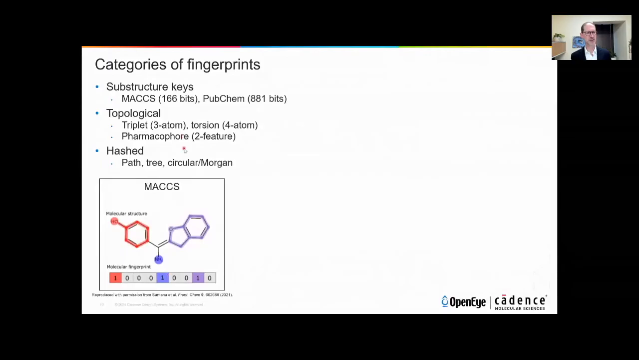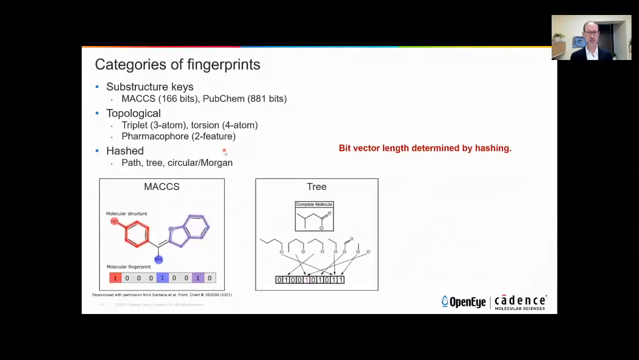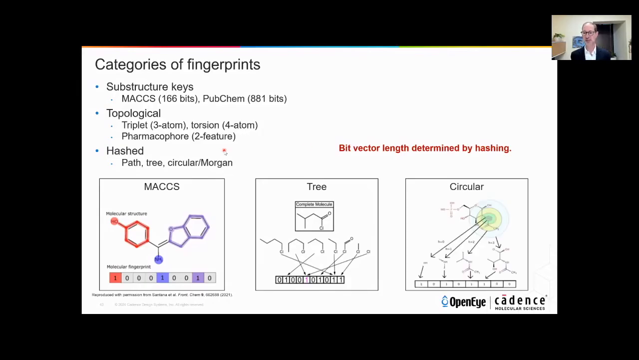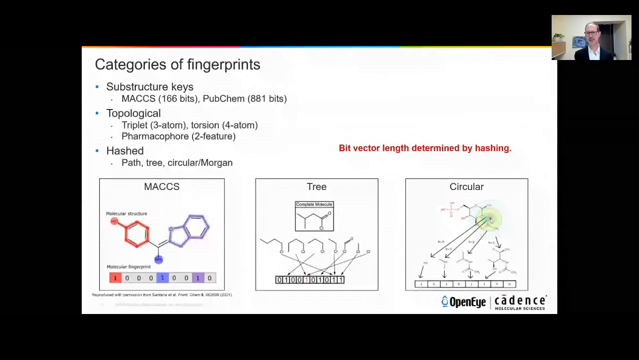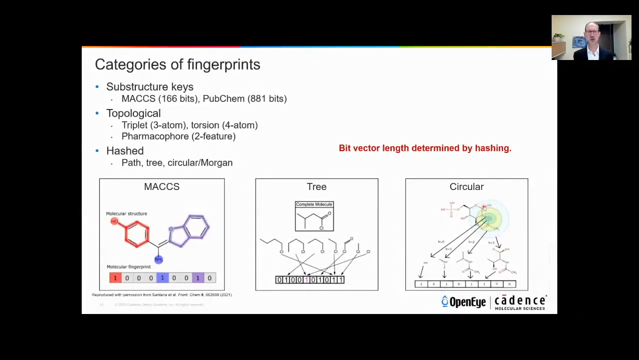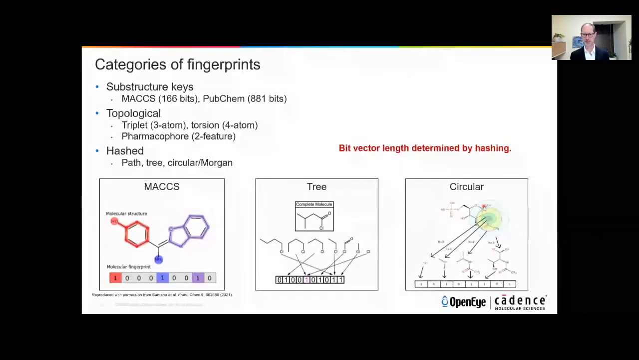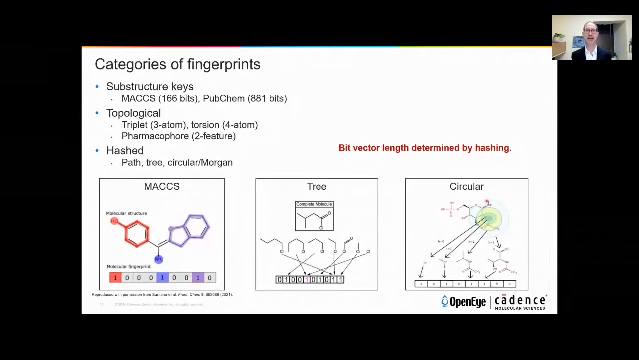The others, the topological fingerprints and the hashed fingerprints, are hashed from a large fingerprint. They're reduced down to a fixed size. Tree fingerprints or path fingerprints look for different paths through the graph of the molecule and fill up the fingerprint according to whether a particular path is present. Circular fingerprints take substructures or fragments of the molecule centered on a particular heavy atom and going out 1 or 2 or 3 bonds and generating increasingly large substructures of the whole molecule. And again, these are extremely popular in ligand-based virtual screening at the 2D level.